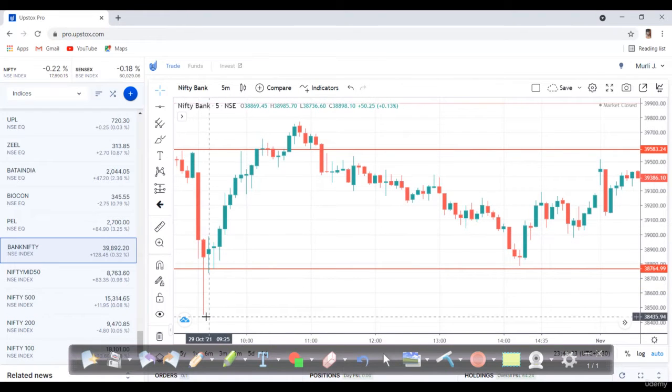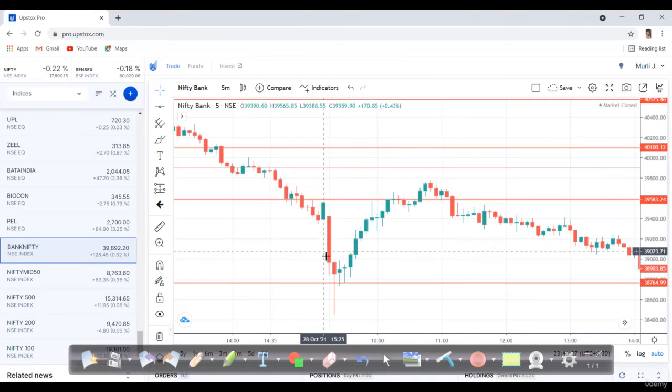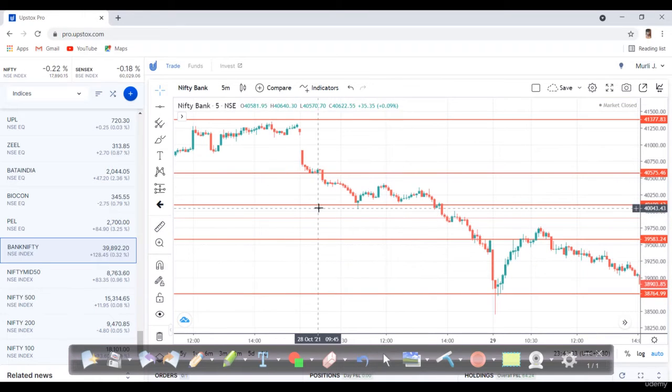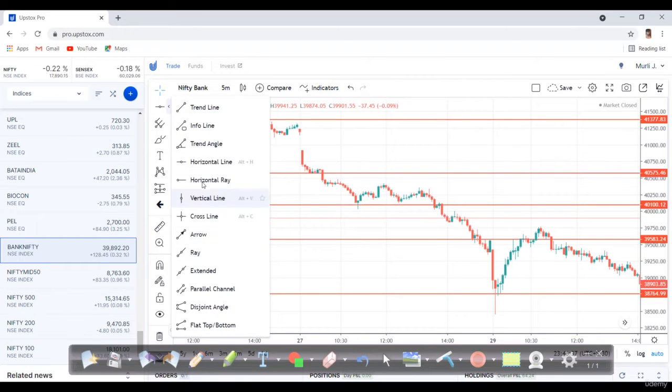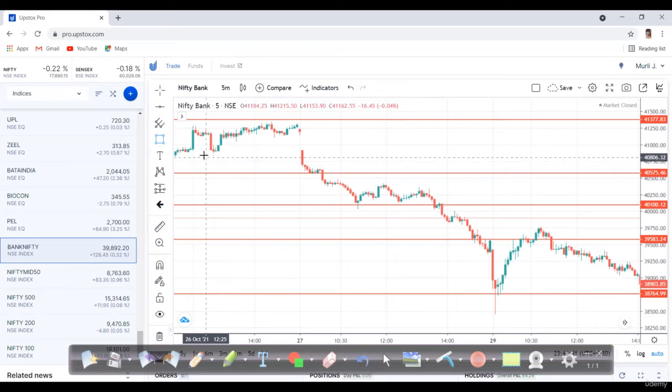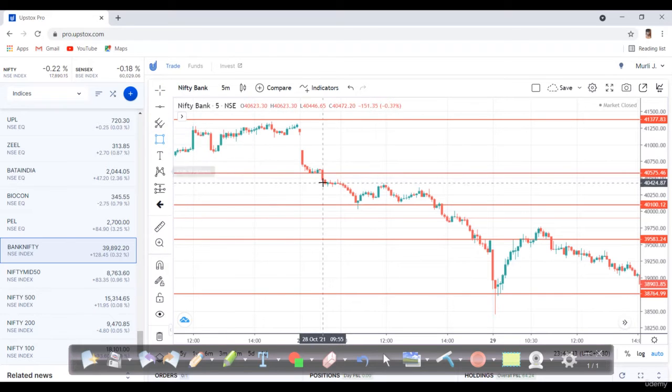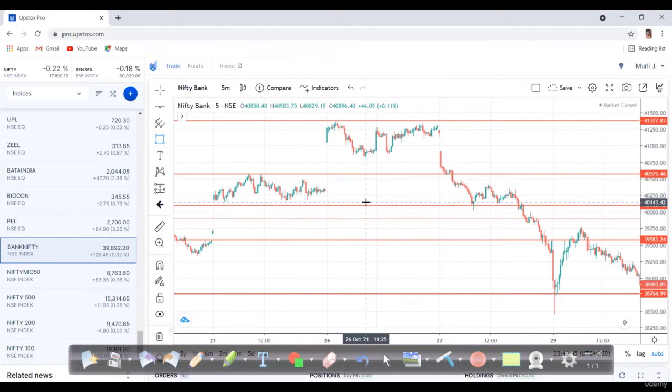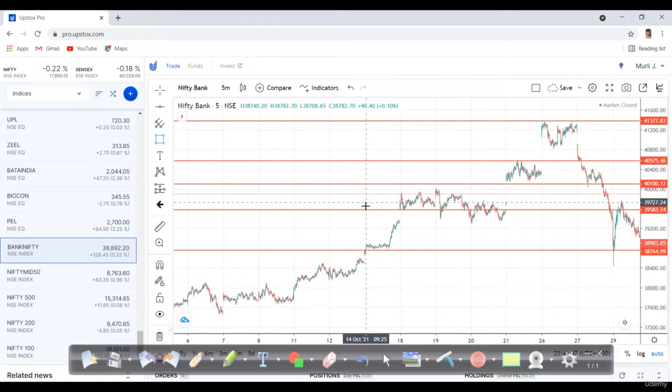Why did it fall like this? Because of the selling pressure, and the selling pressure is not handled by buyers. That's why it fell like this, but it again started to recover and moved back up from these zones. So the second way to mark is the rectangle. For a rectangle, we just need to select the rectangle tool from TradingView, or whichever broker you are using which is integrated with TradingView.